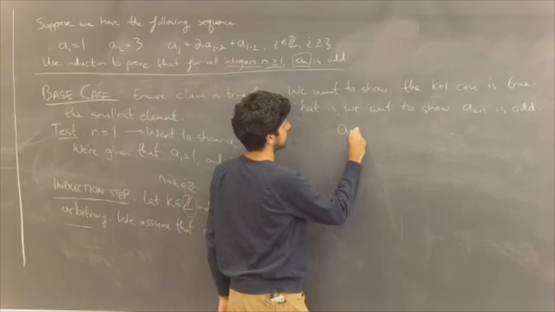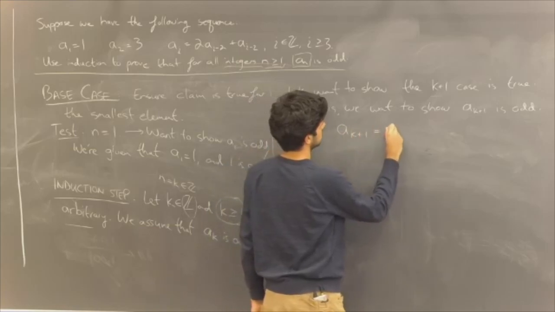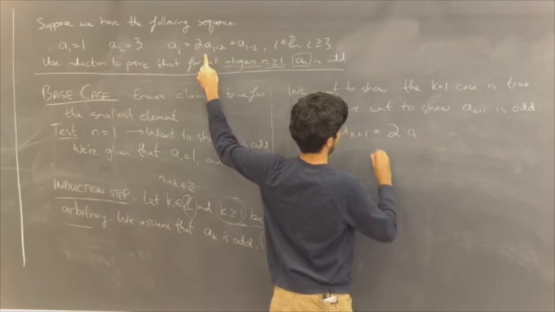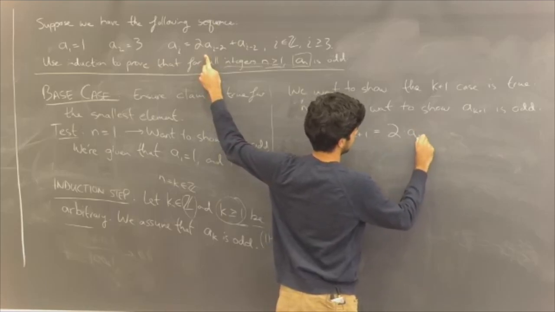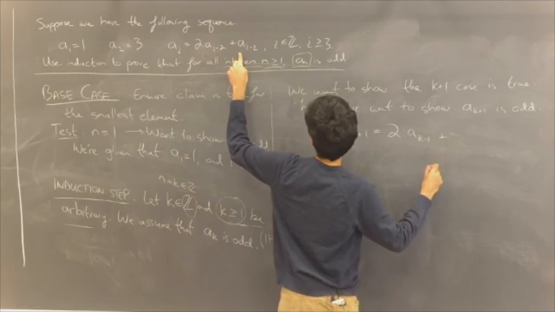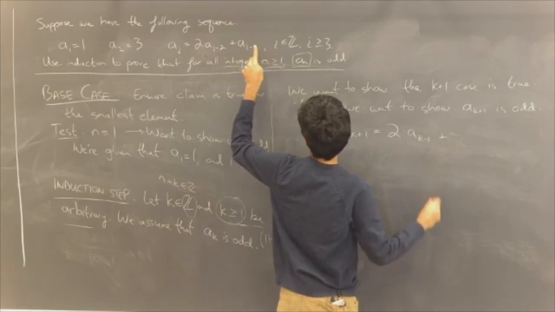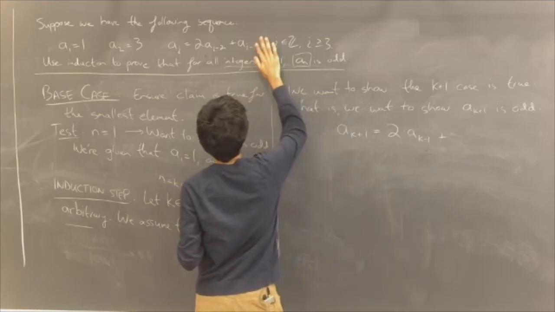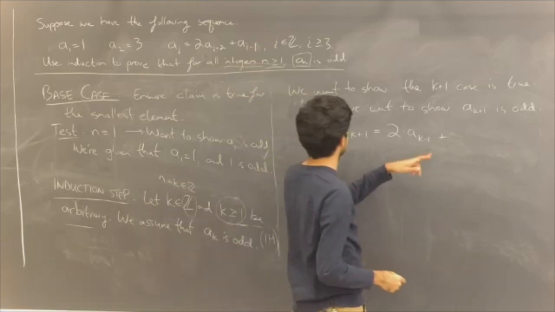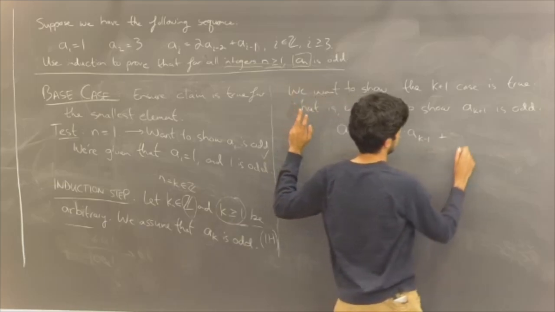So a sub k plus 1 is equal to 2 times a sub k plus 1 minus 2, which is k minus 1, plus k plus 1 minus 1. Did I mess this up? This should be minus 1. Okay, and then plus a sub k.